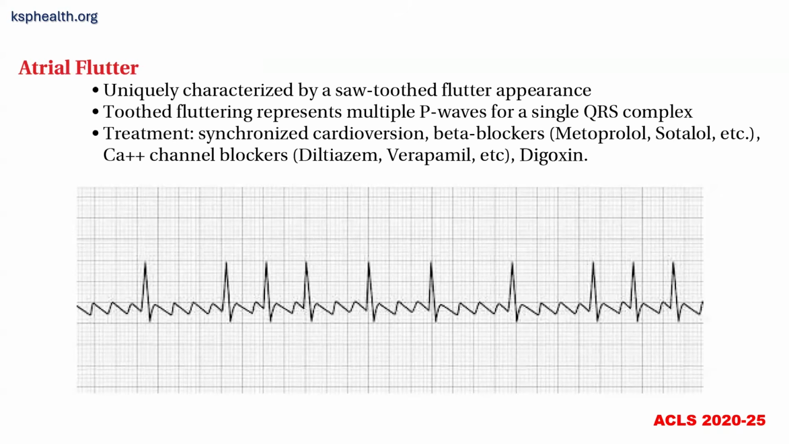Next one is atrial flutter. It is characterized by a sawtooth flutter appearance. The sawtooth fluttering represents multiple P waves for a single QRS complex. That's what the sawtooth appearance is: multiple P waves for a single QRS complex.